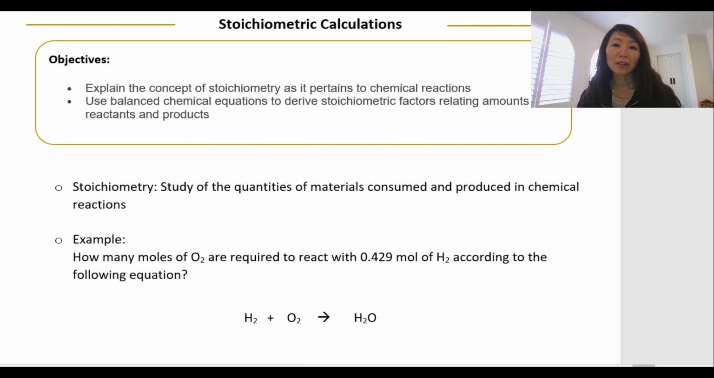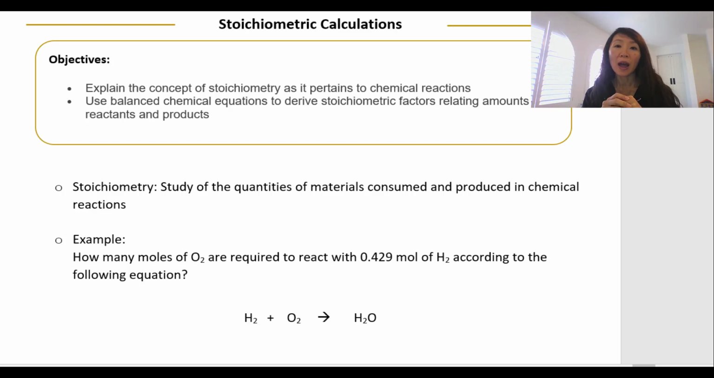In this video, we'll cover stoichiometric calculation. Whenever we hear the word stoichiometry, we're talking about the study of material consumed and produced in a chemical reaction. For example, say you have 1 gram of hydrogen and another gram of oxygen. Then in the end, how much water will be produced?